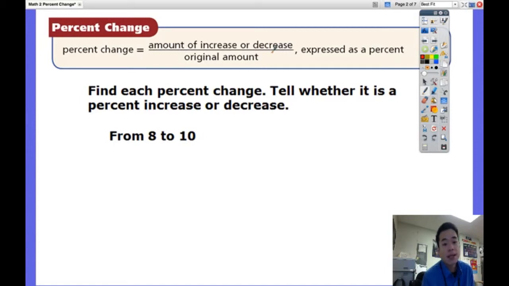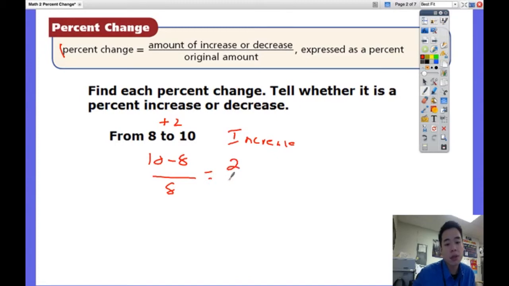So to find the percent change, you're going to know that 8 to 10 is definitely going to be an increase. So going back to my rule, percent change is equal to amount of increase or decrease by the original amount. So from 8 to 10, that is an increase of 2. A quick way to do this is 10 take away 8 over the original amount, which is 8. 10 minus 8 is 2 over 8.